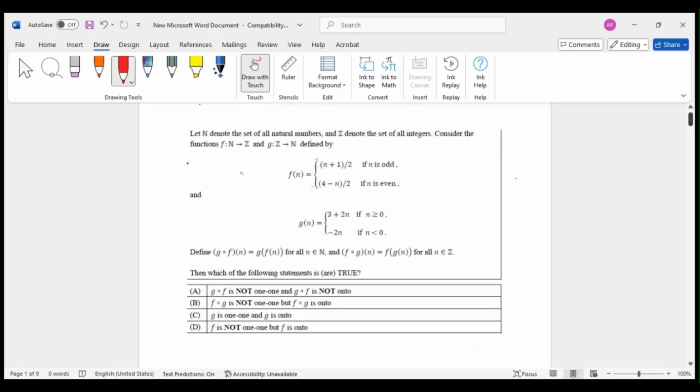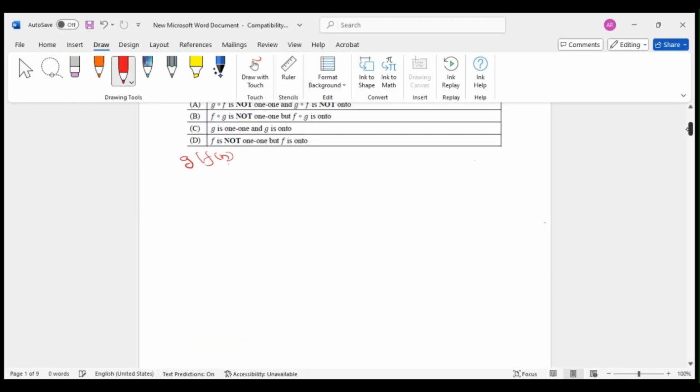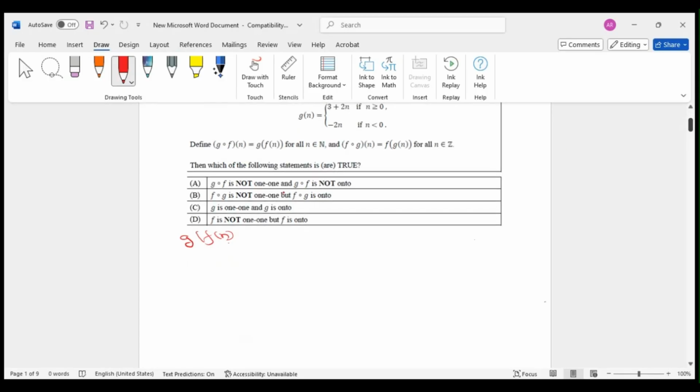In this question, we have to first calculate the function g of f. For this, it is given that the domain is the integers and the range is natural numbers. Now, to find this, we have to first put the g of function of n.